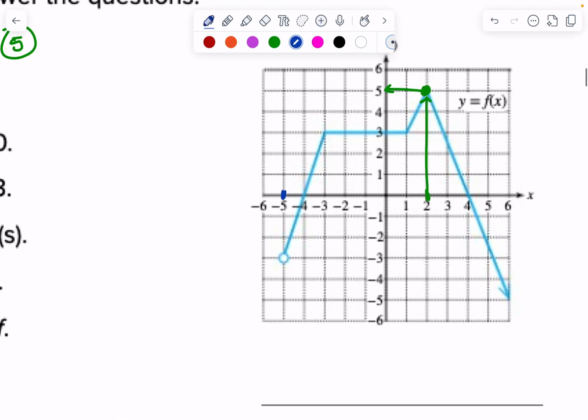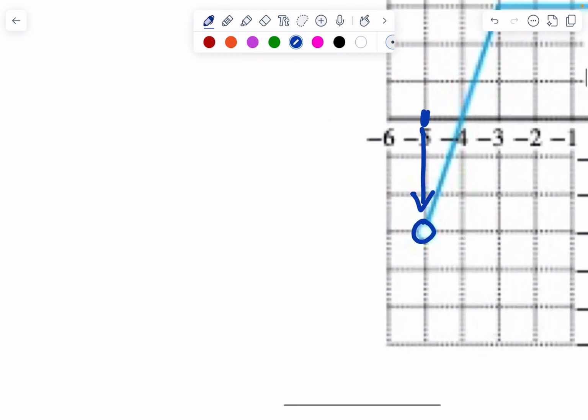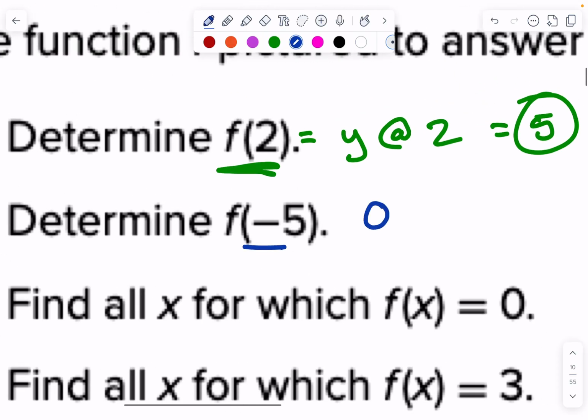What is the y coordinate? Okay, the y coordinate should be negative 3. Like if this was a limit question, the limit would be negative 3. But what is the actual value at negative 5? It doesn't have one because it's an open circle. So this one is undefined.